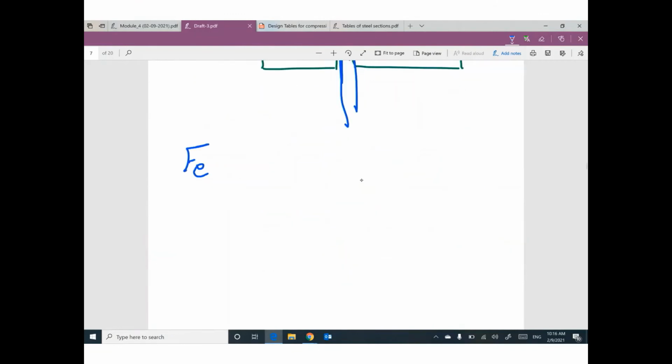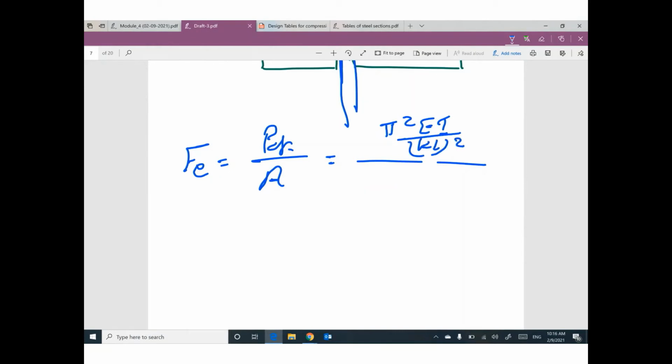FE equals P critical divide area. The value of P critical is pi square EI divide KL square. This is the value of P critical, divided by area. That makes sense? Go ahead and put your number. Pi square E 29,000, I.